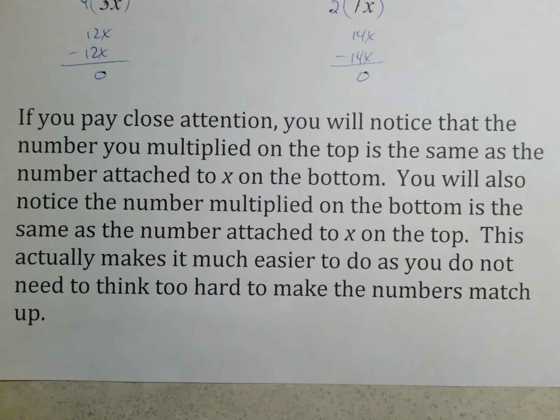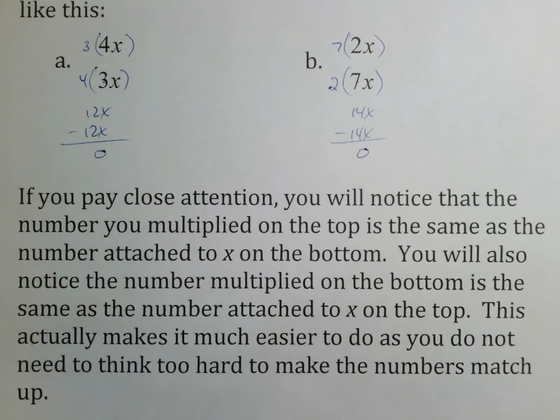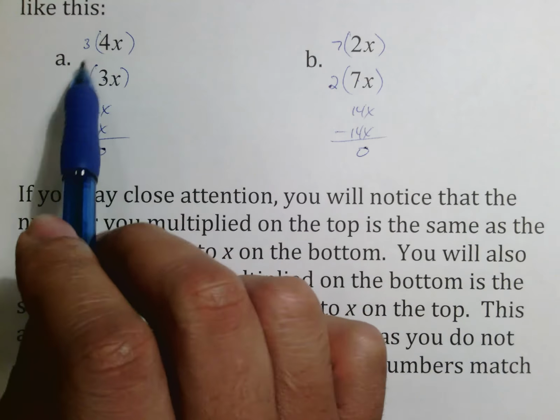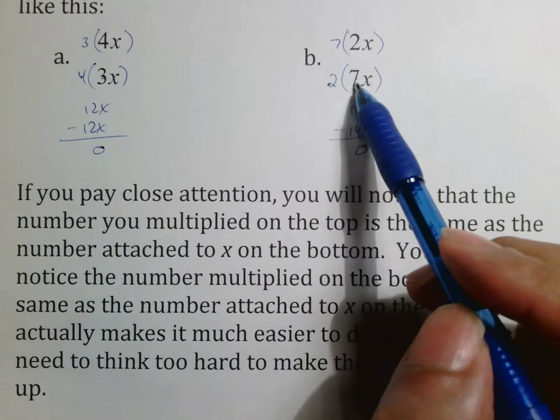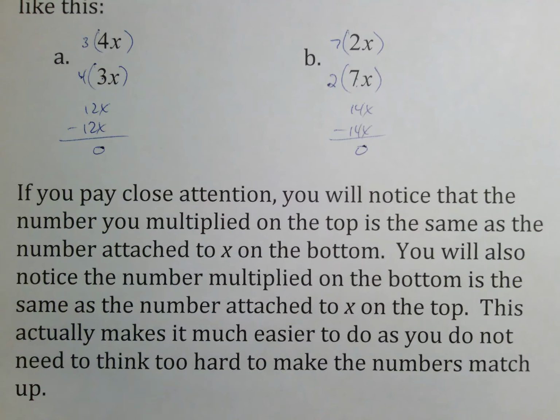So if you pay close attention, you notice that the number you multiplied on top is the same as the number attached to x on the bottom. So again, the number on top went to the bottom, the number on the bottom went to the top. You'll also notice that the number multiplied on the bottom is the same number attached to x on the top. It actually makes it much easier to do as long as you do not think too hard to make the numbers match up. So don't overthink this.